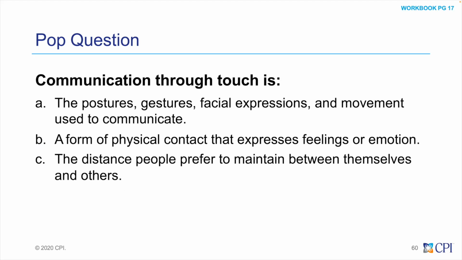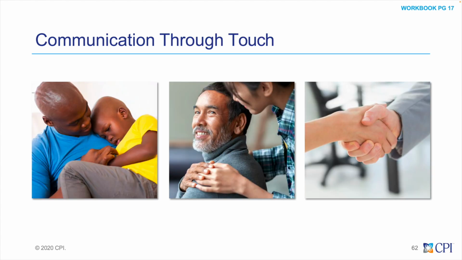Communication through touch is the postures, gestures, facial expressions, and movement used to communicate, a form of physical contact that expresses feelings or emotion, the distance people prefer to maintain between themselves and others. Yes, it is a form of physical contact that expresses feelings or emotion. Communication through touch. Here we have examples of what that might look like, or what that student is comfortable with receiving.